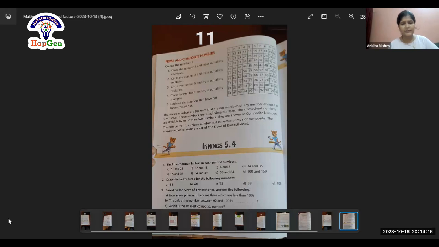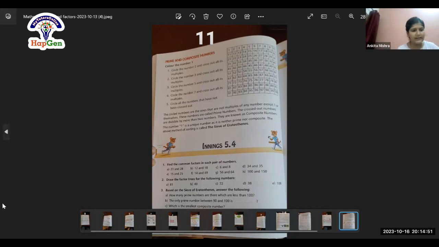So we have to start this. I hope you understand the meaning of the word common. That comes in both the numbers, right? So first I'll start off with question number 1. In that, you have to find out the common factors in each pair of numbers. I'll solve one and explain it, and then I'll ask you to solve the second one. Okay?